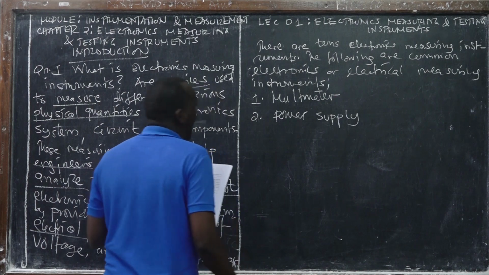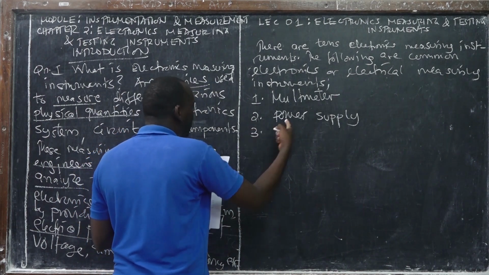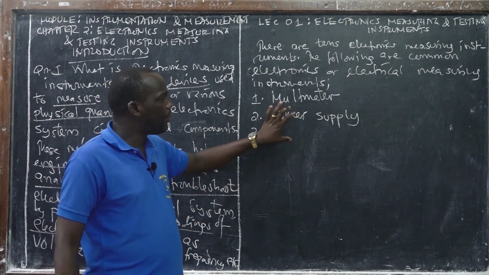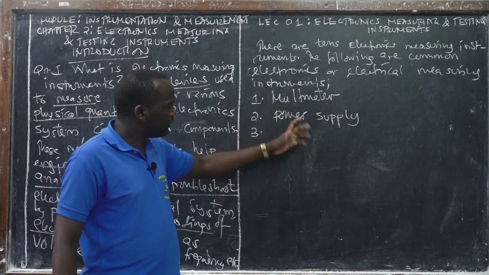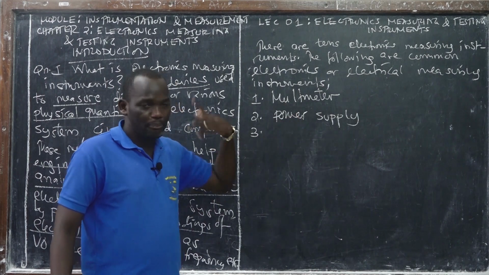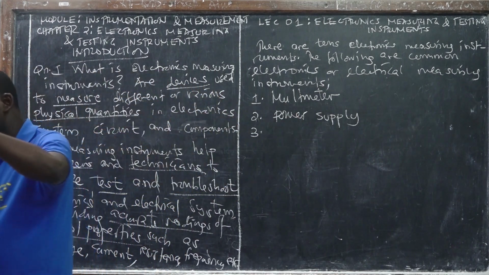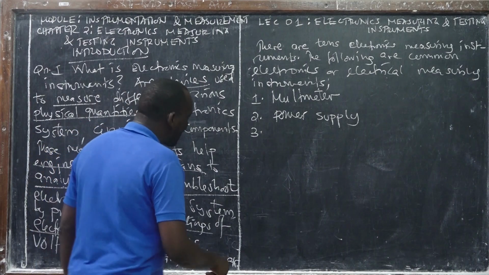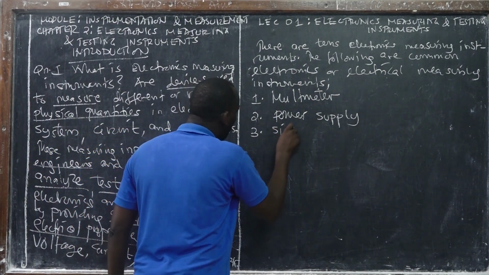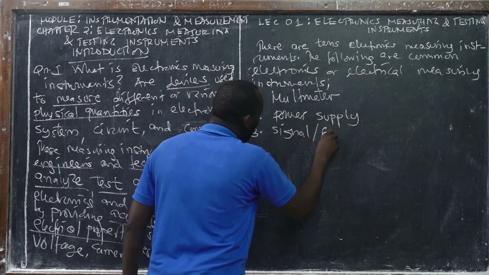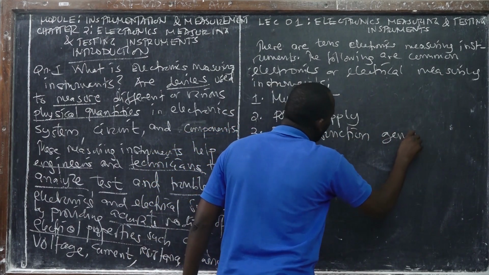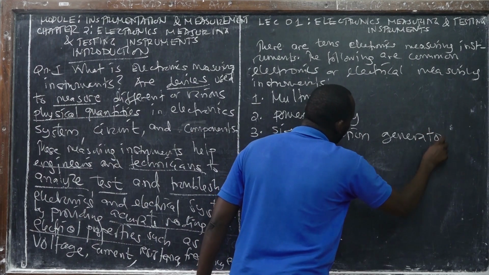So you have a power supply, and when you talk about power supply, we don't mean linear and switched mode power supply. No, this is the power supply. We'll discuss in short what the use of the power supply is, but in the workshop I showed you the analog power supply, the one which was heavy. Then the next one is called the signal or function generator. Say signal or function generator.